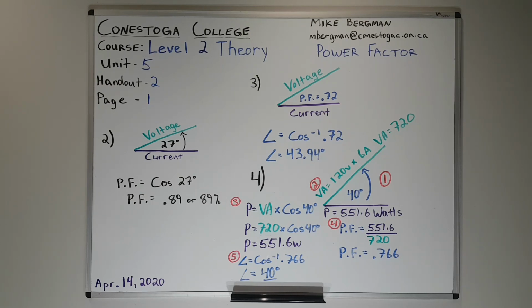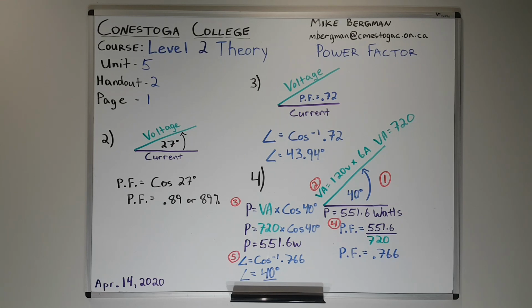It just says the current and voltage are out of phase by 27 degrees. So I just take cos 27 degrees, and then I get a decimal of 0.89. I can multiply that by 100 to put it into percentage. You can leave it as 0.89. When it comes to a test, either would be correct for me.